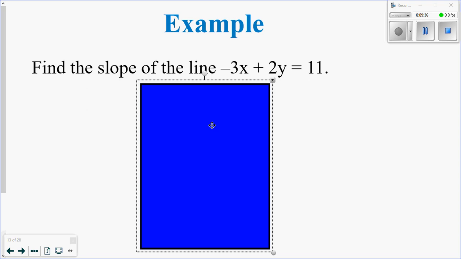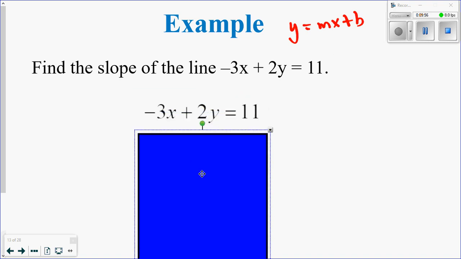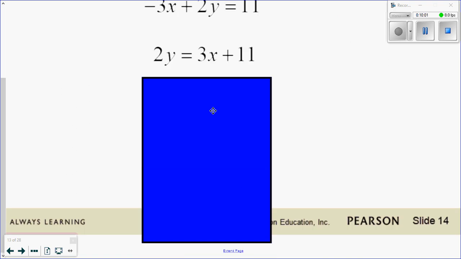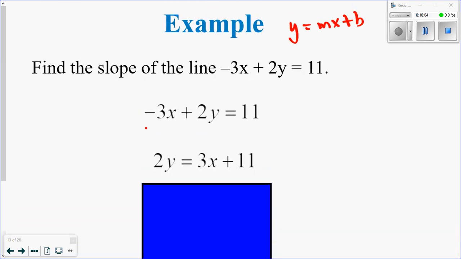All right, so find the slope of this line. Notice this one is not in the form that we need it to be in. It has to be in this format. If it's not in this format, you cannot answer the question. So we have to get it in that format. The first thing we do is move the x term to the other side, so I am adding the 3x to both sides. So it cancels from here. Now I have 3x plus 11.